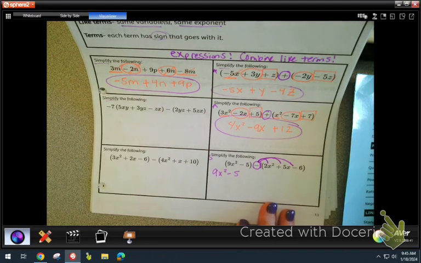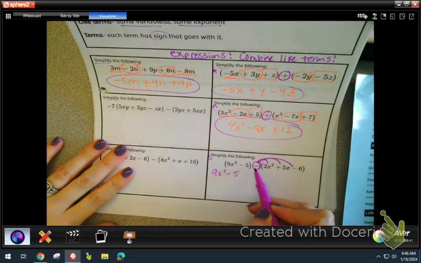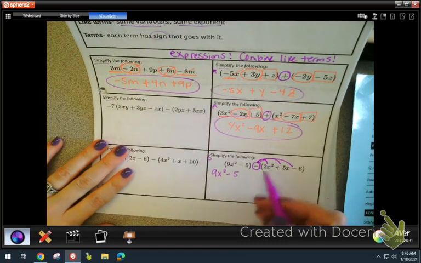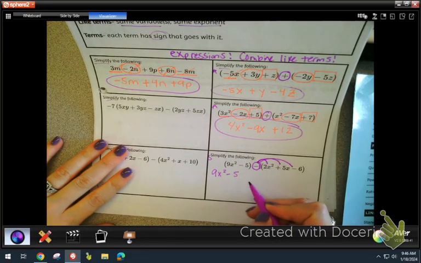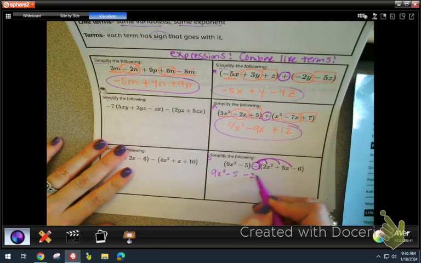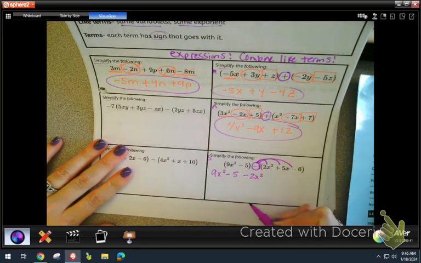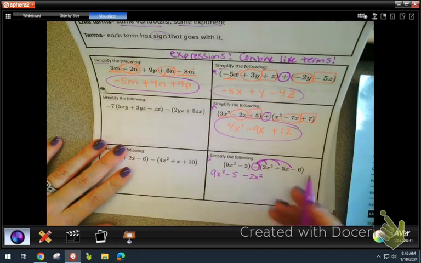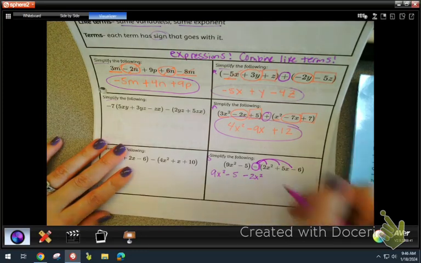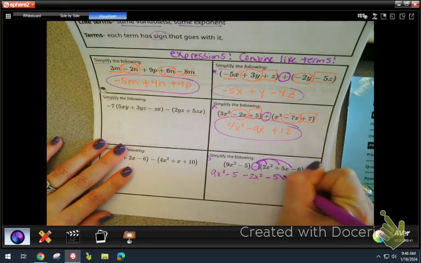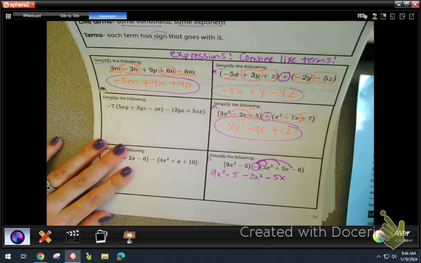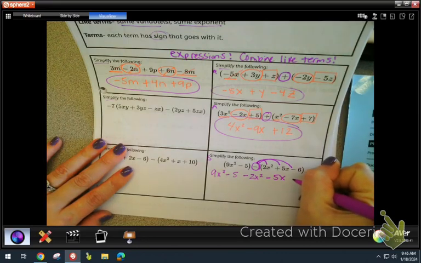All right. So now the next thing I want to do is distribute that in. Cruz, what's going to happen when I bring a negative into a positive 2x squared? What's that going to become? A negative 2x squared. Okay? Mohammed, what happens if I bring a negative into a positive 5x? What's that 5x going to turn into? A negative 5x. And then Emma, what's going to happen if I bring a negative into a negative 6? What's it going to turn into?